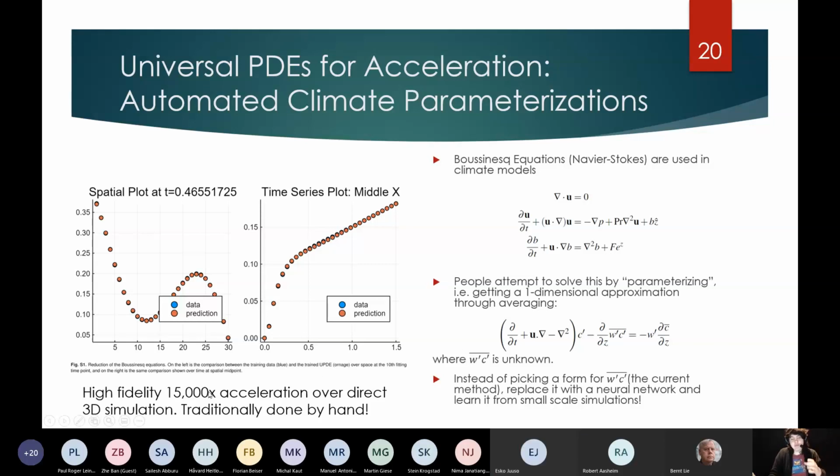But this approximation is 15,000 times faster because it is solving a diffusion-advection equation instead of a full 3D Navier-Stokes. So it's really changing the computational complexity of the problem in a large way, just by learning an approximation that is the one-dimensional average of the 3D equations.